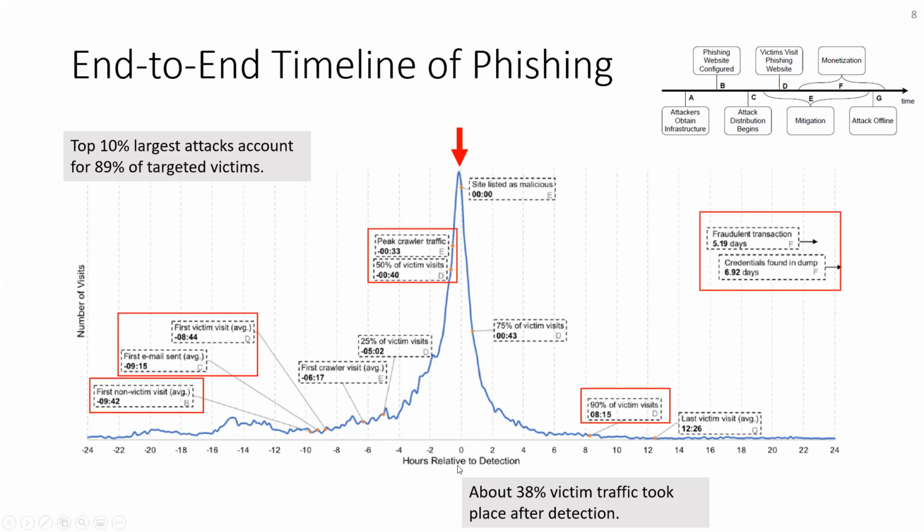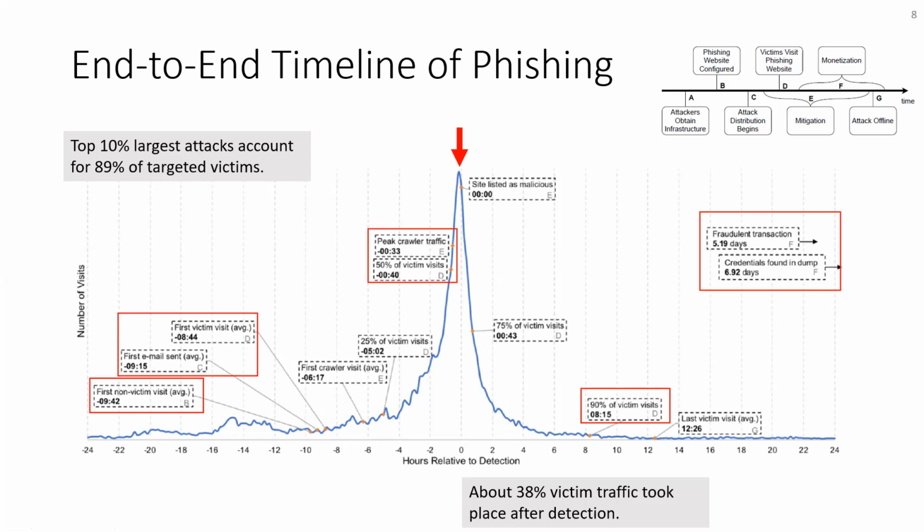About 38% of victim traffic still took place after the detection, which is quite a huge amount of traffic. And also for the top 10 largest attacks, they account for 89% of the targeted victims. So here the victims means users, not the organizations.